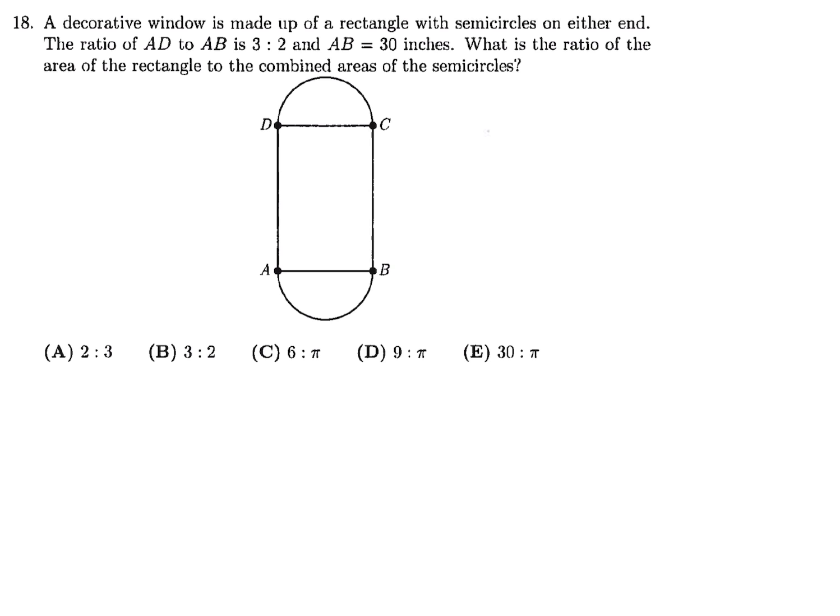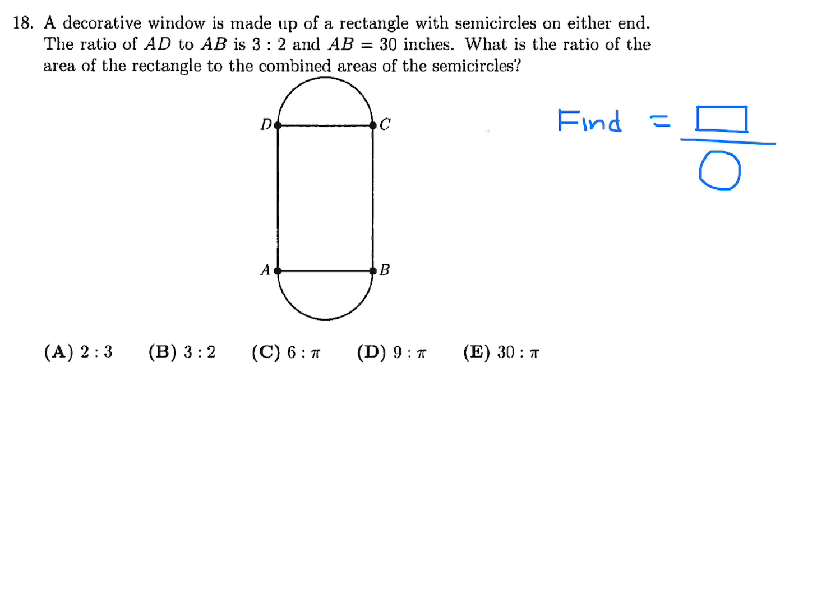A decorative window is made up of a rectangle with semicircles on either end. The ratio of AD to AB is 3 to 2, and AB is 30 inches. What is the ratio of the area of the rectangle to the combined areas of the semicircles? So they want you to find the area of the rectangle and the combined areas of the semicircles, so that'd just be one circle. All right.